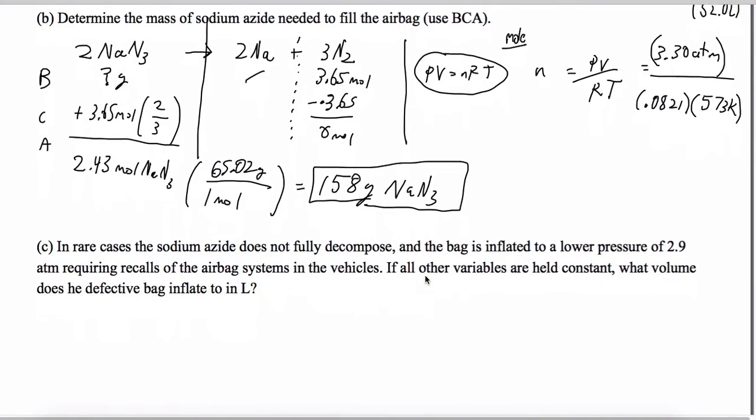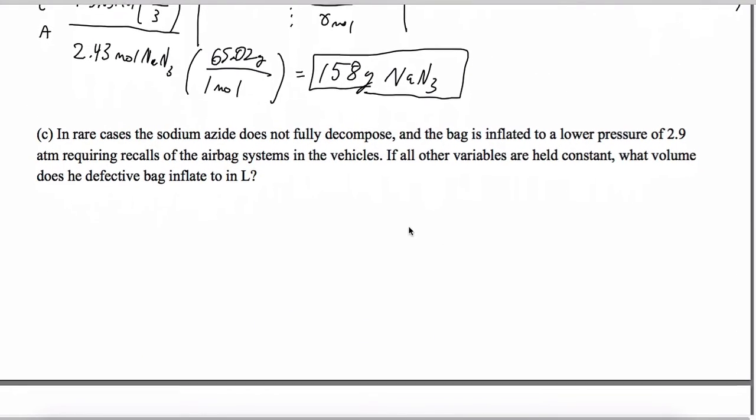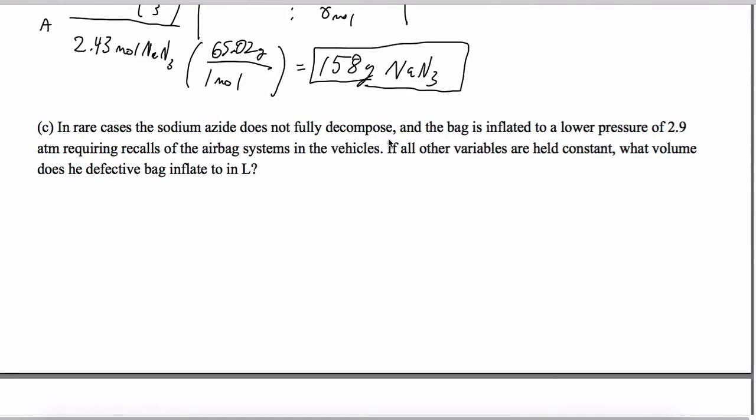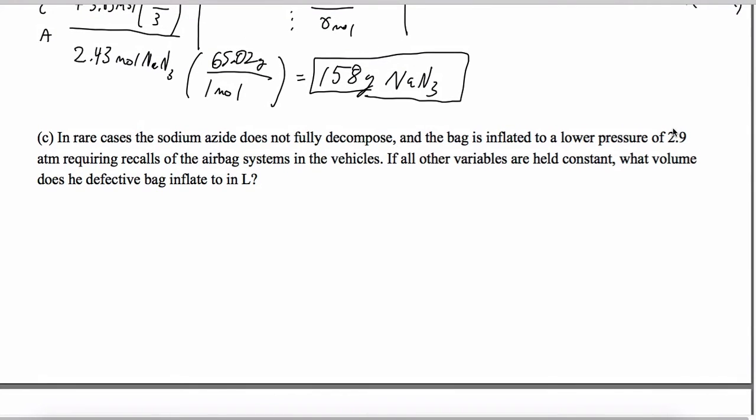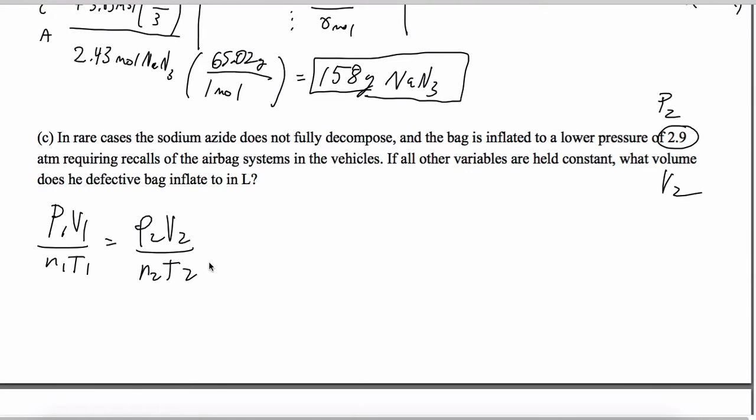Okay. In rare cases, it says the sodium azide does not fully decompose, and the bag is inflated to a lower pressure of 2.9. Okay, so this would be our P2 in this case. If all the other variables are held constant, what volume does the defective bag inflate to in liters? So we're looking for V2. So our equation is going to be P1 V1 over N1 T1 equals P2 V2 over N2 T2.